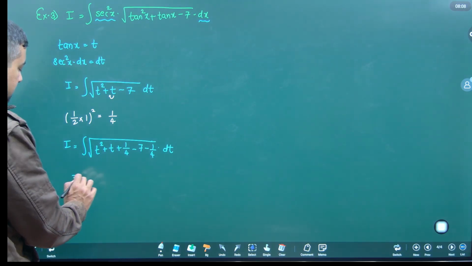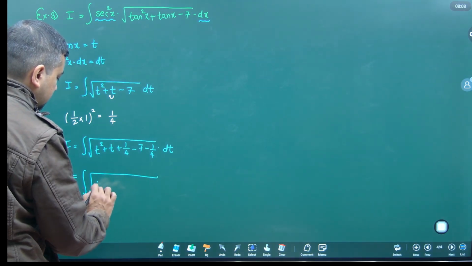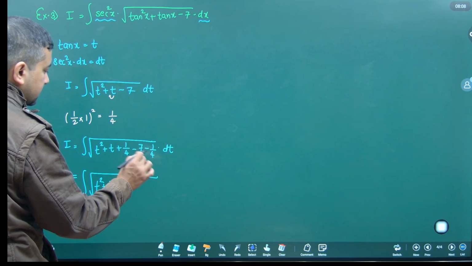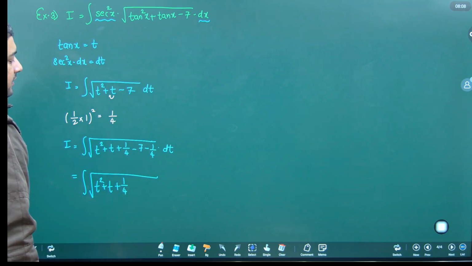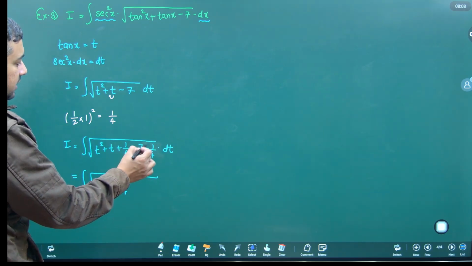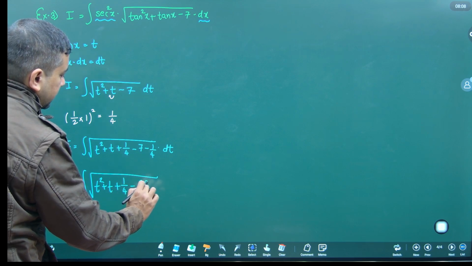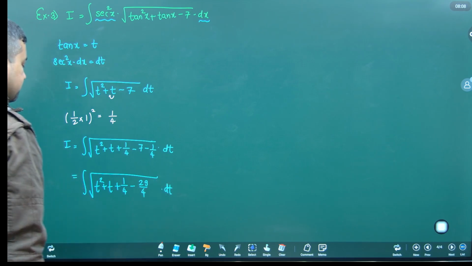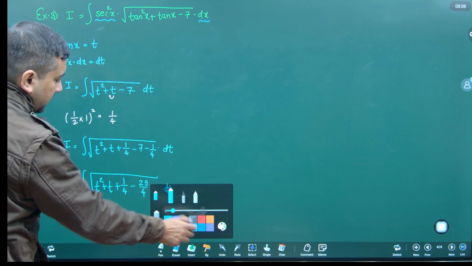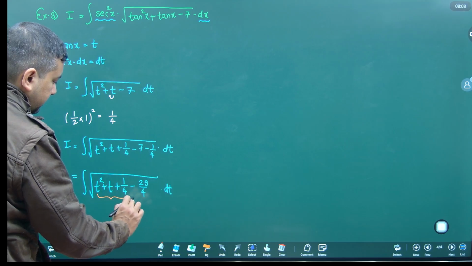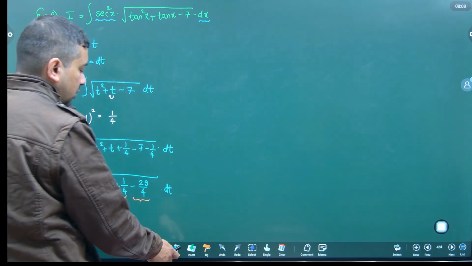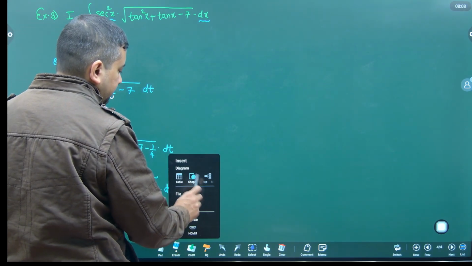So this becomes integral under root t square plus t plus 1 by 4. Now how much is this? Minus 7 minus 1, so minus 28 minus 1, it will be minus 29 by 4, minus 29 by 4 dt. Correct? So now we are going to write the first three terms as a perfect square, and this term as a perfect square, right? Because we need both the terms as perfect squares.